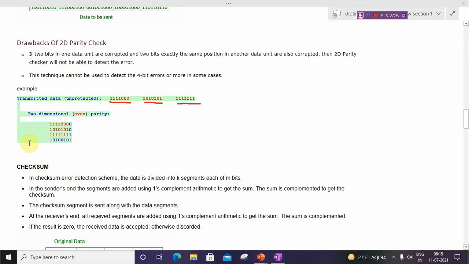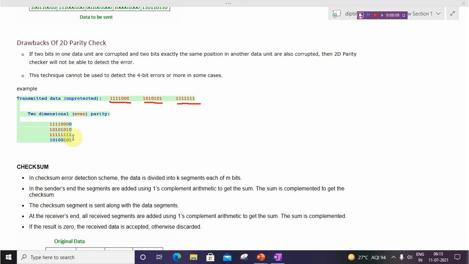So we have to calculate column parity and row parity. For row parity, in the first data unit there are 4 ones, which means the parity bit will be 0. In the second data unit there are 4 ones, which means the parity bit will be 0. In the third data unit there are 7 ones, an odd number of 1s, so the parity bit will be 1.